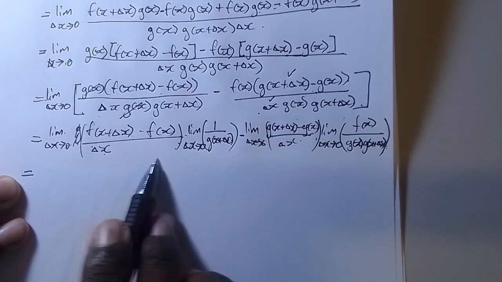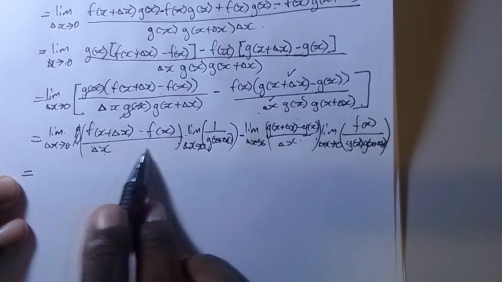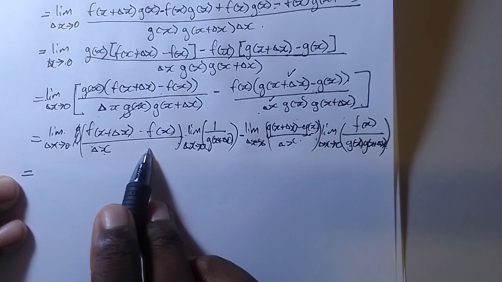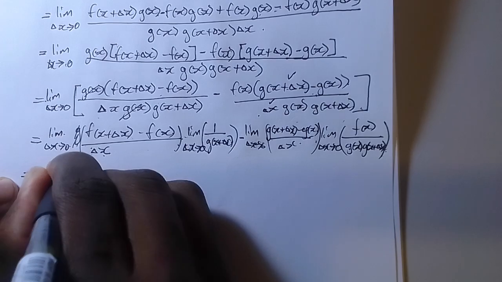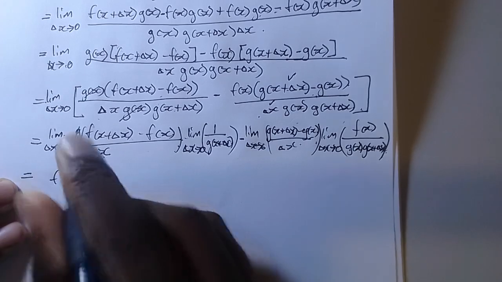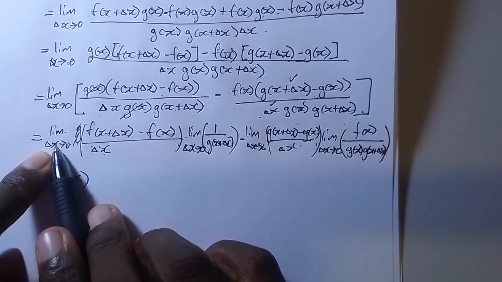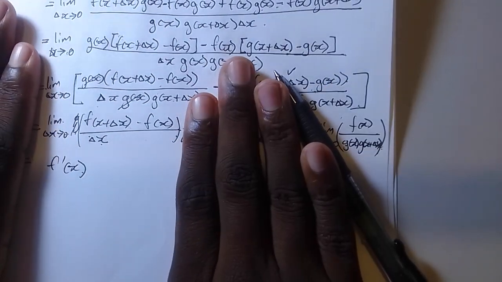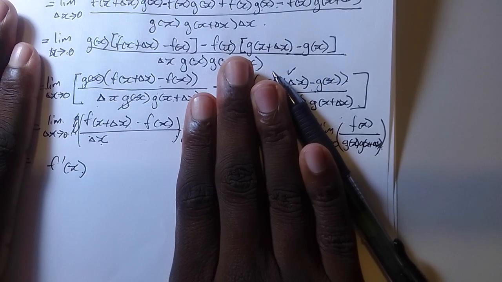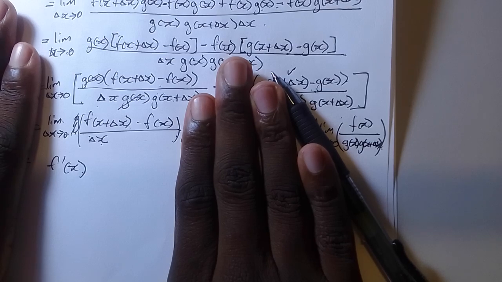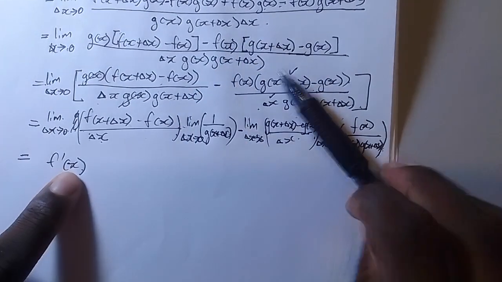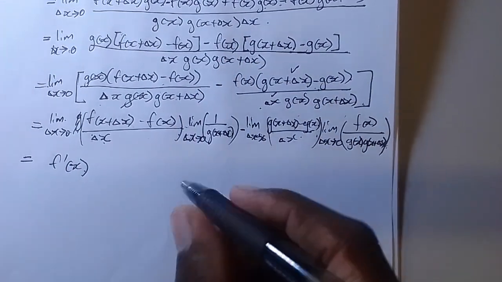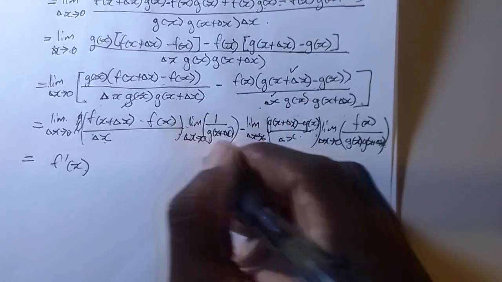This, as I said, is the derivative of f at x. So it's just f prime x. I'm sure you can remember, this is the expression of the derivative of f at x. So you have to equate it to f prime x, because you know it's equal to f prime x. Now let's look at this limit.